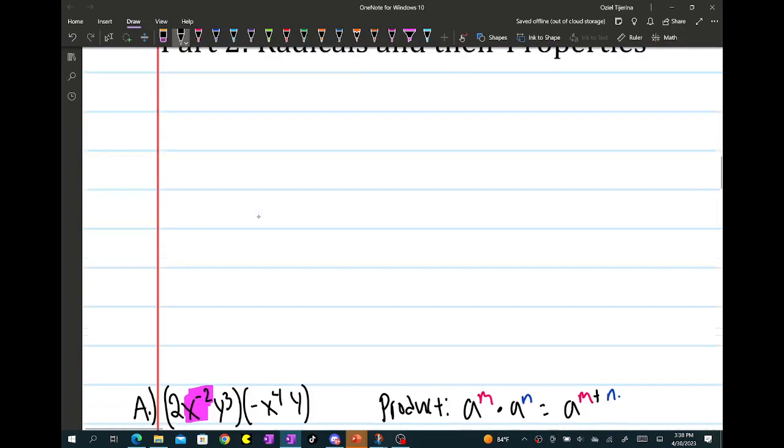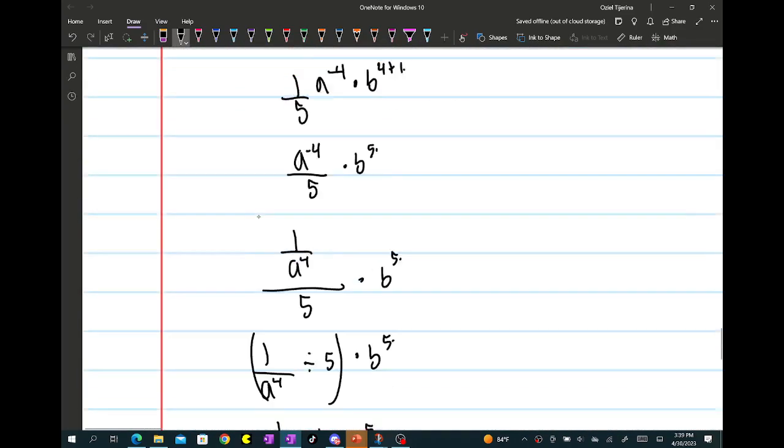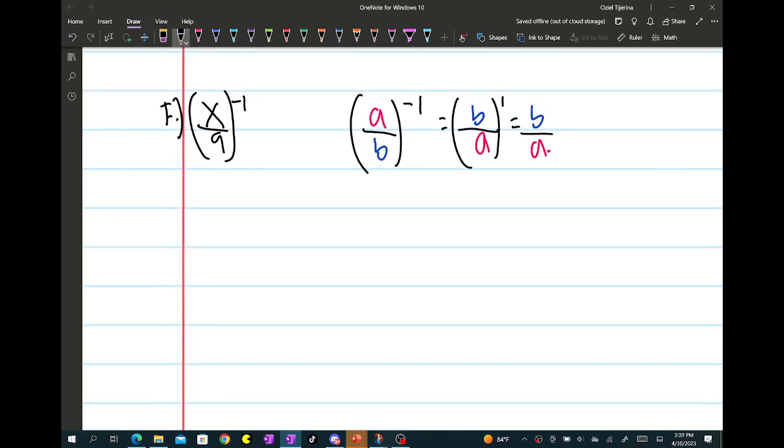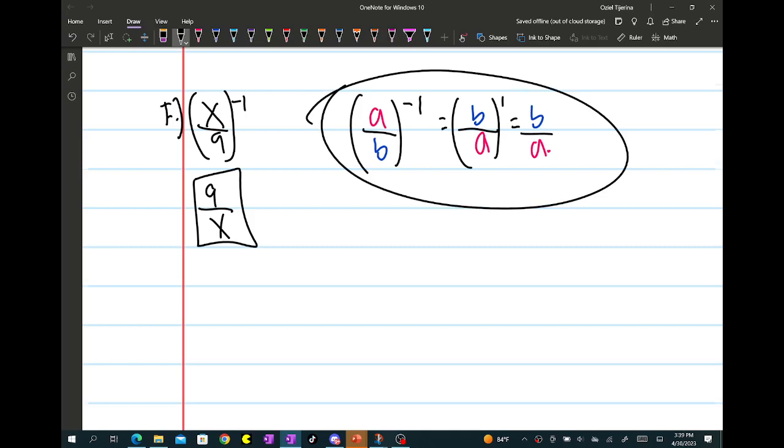Okay, now part F. x over 9 to the negative 1. This is a negative exponent. This goes with the idea that a over b to the negative 1 power is really b over a to the first power, which is just b over a. Using this property, this is equal to 9 over x because it flips. So this is our answer. We really have to understand this rule really well.